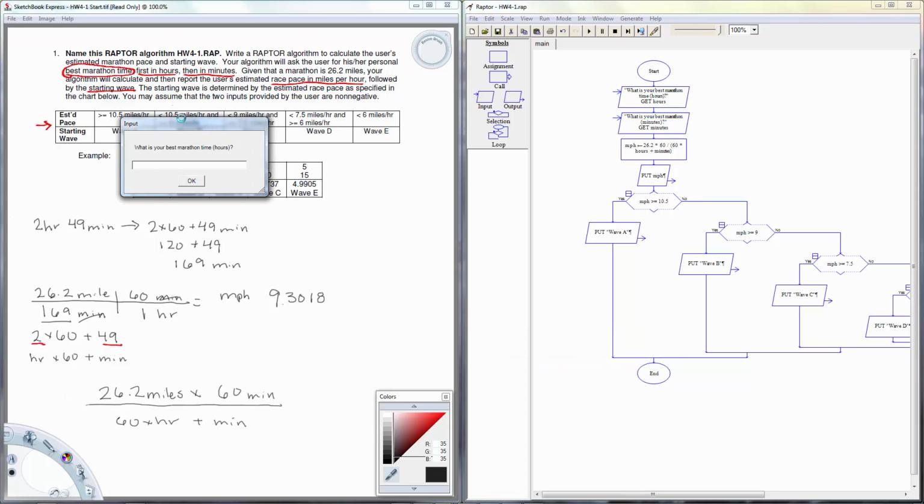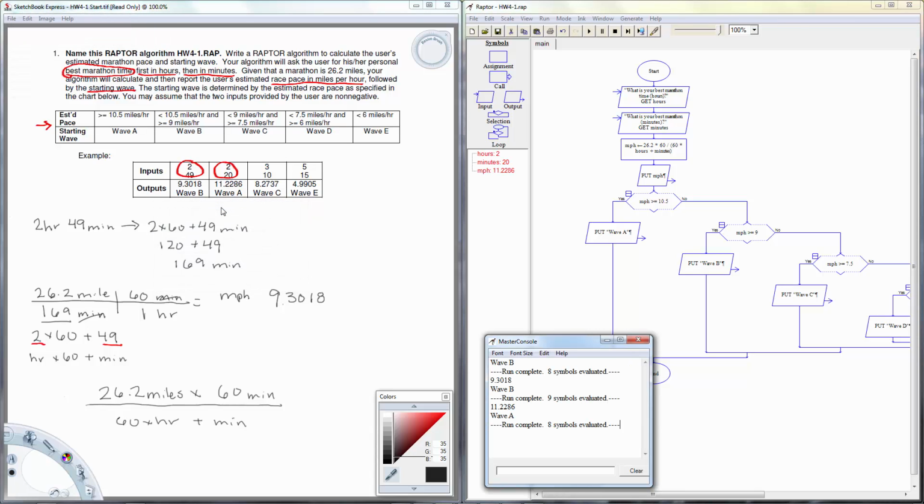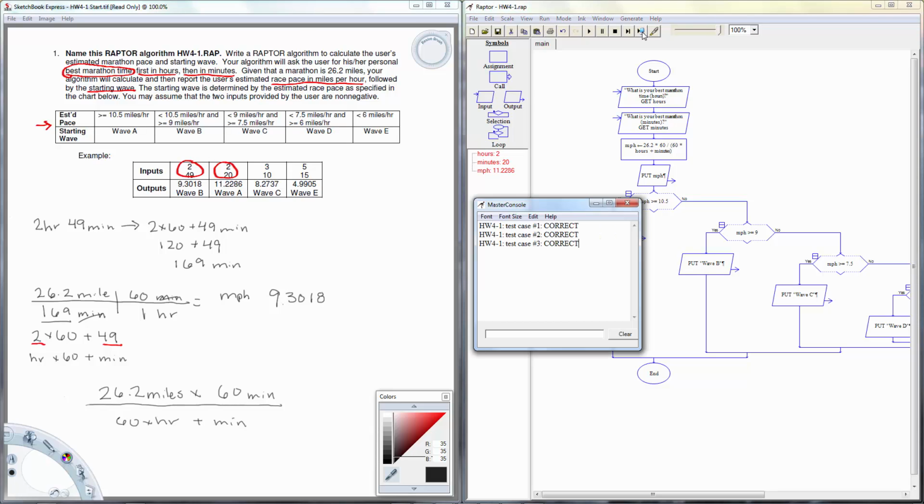Let's try another one. This time we'll do the second test case, 2 hours, 20 minutes. And we get 11.2286 miles per hour wave A. It looks like so far my algorithm is working. I could fully test it by testing each one of the boundary cases for wave A, B, C, D, and E, but for now I'll just use the test server and see how it is that we're doing. And it looks like our algorithm is correct on 5 test cases, so at this point we can conclude that our algorithm is probably correct and move on to the next problem.